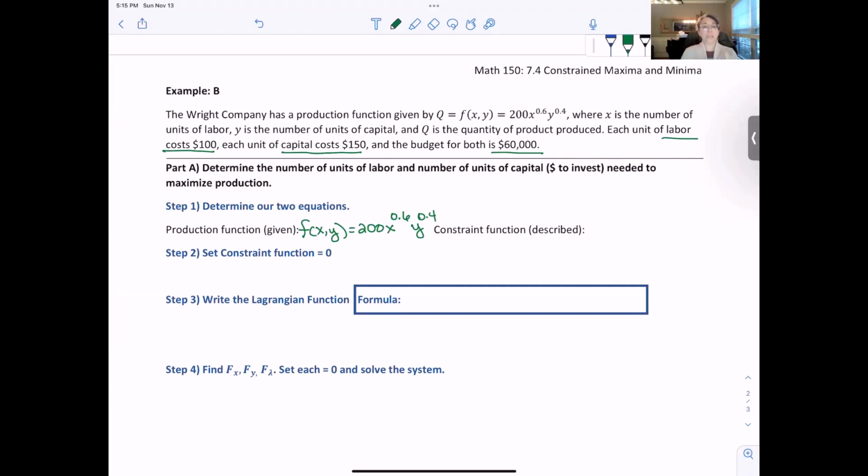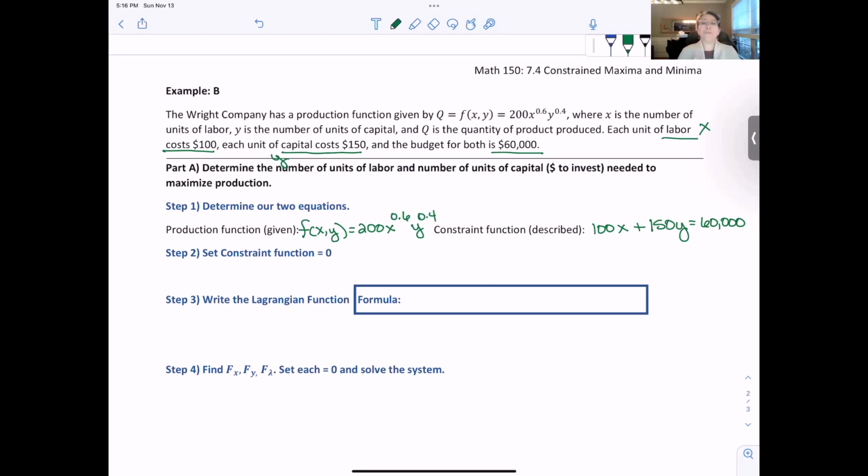So each unit of labor, and remember x is the labor, costs $100. So we're going to have $100 for every unit of labor, plus, they told us that y is the capital, so each unit of capital costs $150. So $150 times every unit of capital, and it cannot exceed $60,000. Now, I know you might be thinking we could do the less than or equal to, but keep in mind you want to use as much of your budget as possible. So go ahead and just set it equal to 60,000.